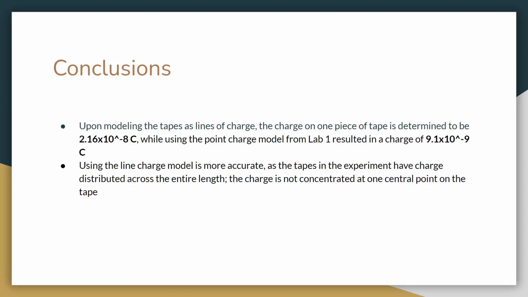So the conclusion we made was that the charge on one piece of tape is more likely 2.16 times 10 to the negative 8, as predicted by the line charge model. While the point charge model resulted in a charge of 9.1 times 10 to the negative 9. And the line charge model is more accurate as the tapes in the experiment have charge distributed across the entire length. The charge is not concentrated at one central point along the tape.